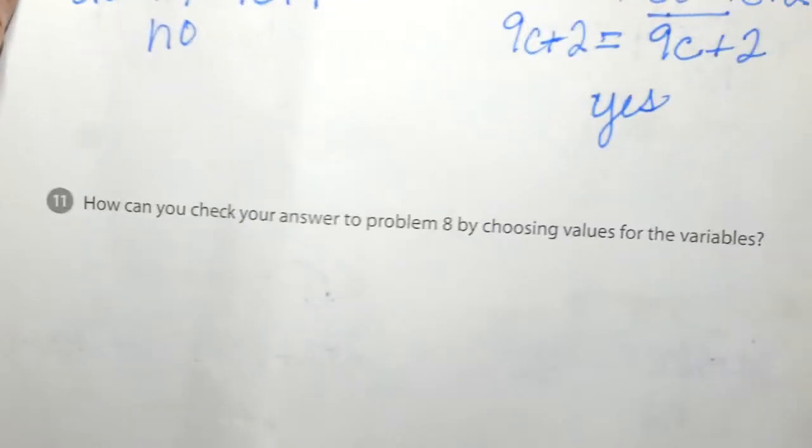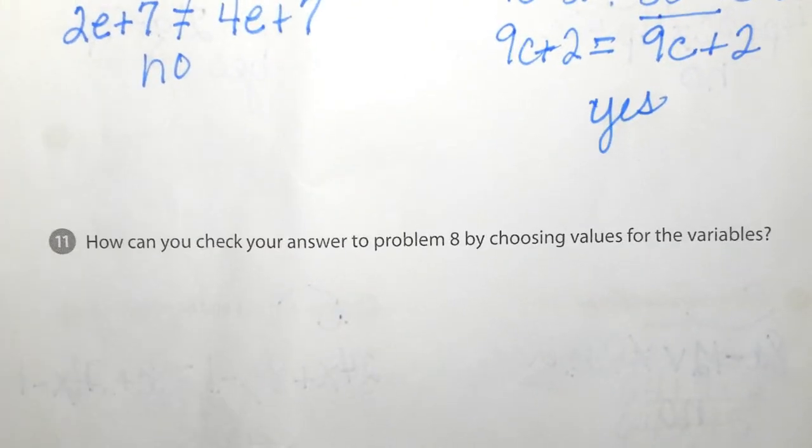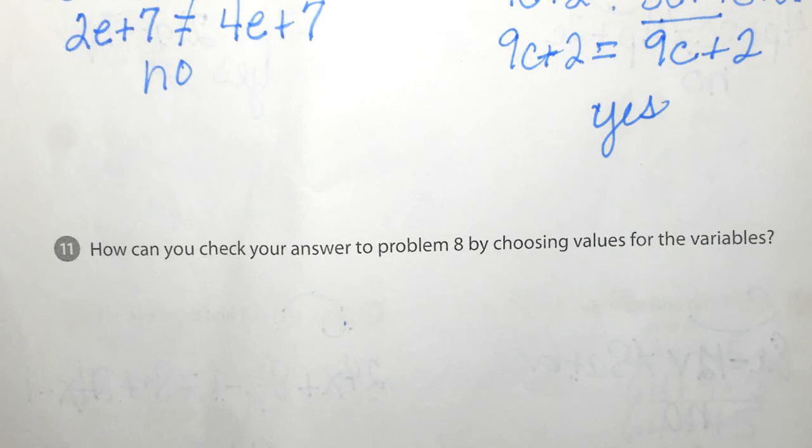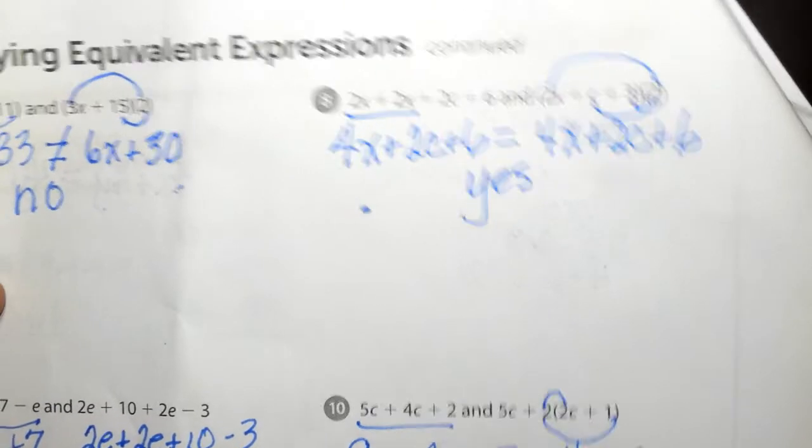Okay, number 11. How can you check your answer to problem 8 by choosing values for the variables? Well, for number 8, let's go back up here.